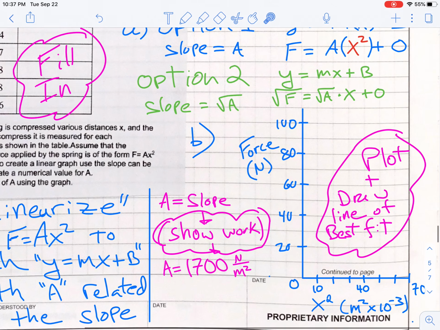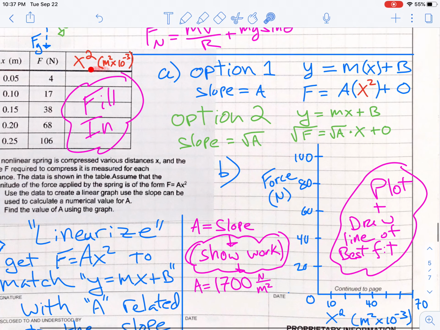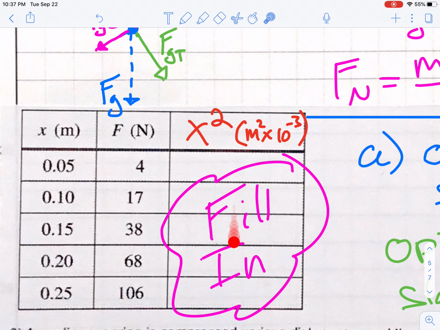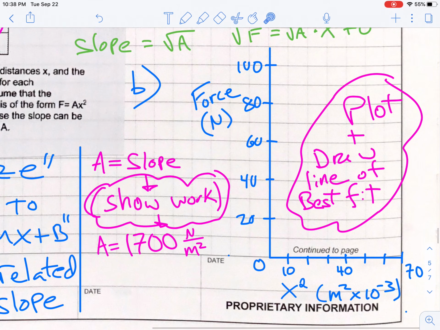So I used option 1, and this was the graph that I used. You're going to want to fill in your data chart here. Now, I chose to fill this in with numbers that were times 10 to the negative third, just so I didn't have to deal with as many decimal places. If you want to write them down as decimals, feel free. This axis here, the horizontal axis, was also times 10 to the negative third. So if you did this with decimals, this would be 0.07, 0.04, 0.01.